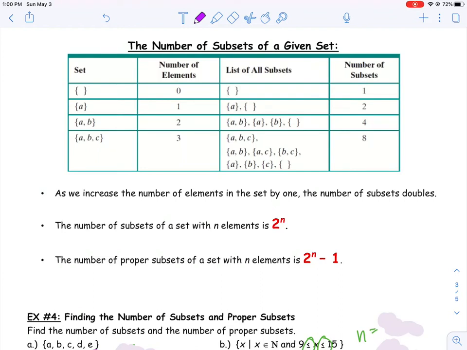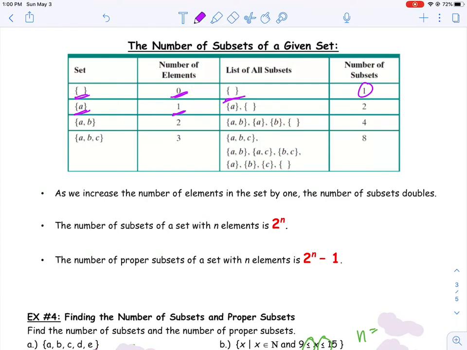And so if I have an empty set, how many elements are there? Well, there are none, but how many subsets can I write if I have an empty set? Well, it would just be that empty set. So it would just be one subset. What if I have the set A? How many elements are in that set? Well, there's one element.